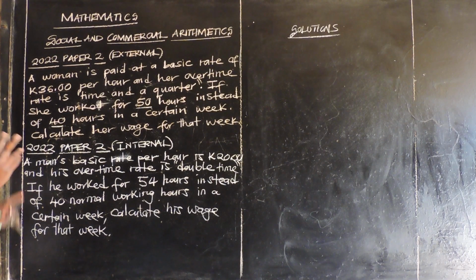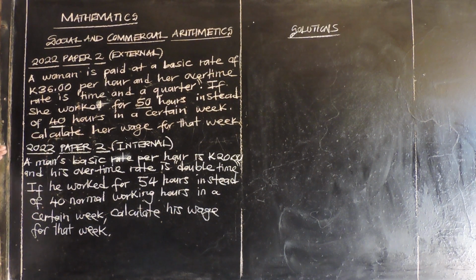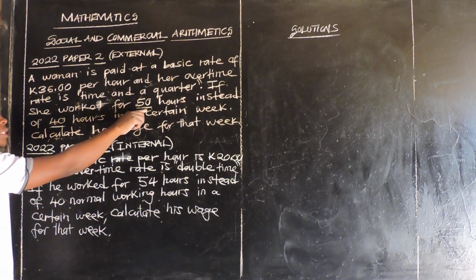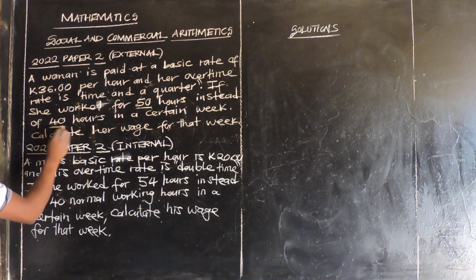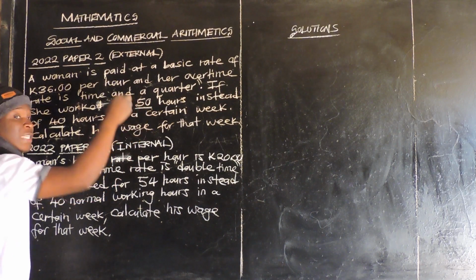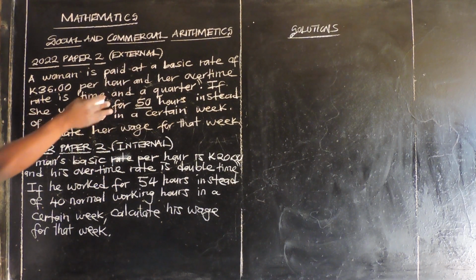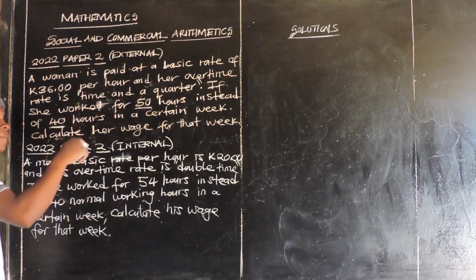So I've got two situations. Our normal working hours is 40 hours in a week. Then there was a week she worked for 50 hours instead of 40 hours, meaning there is an overtime of 10 hours. It's a surplus of 10 hours, because she was supposed to work 40 hours but she worked for 50 hours. 50 minus 40 gives 10 hours. So 10 hours, that was overtime hours.